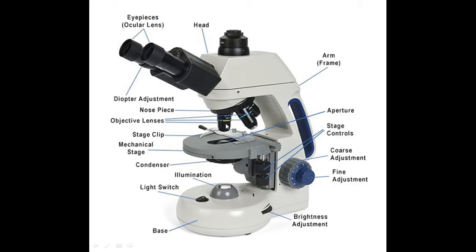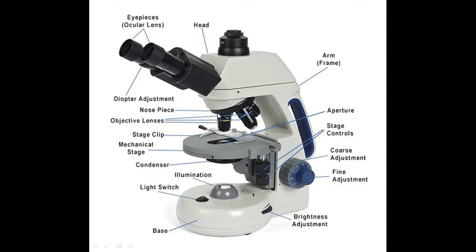Now let's get to the parts of the microscope and further we look at the functions of the parts. So here, this one is a typical binocular microscope. It uses two ocular lenses. It is a light microscope because it uses light.